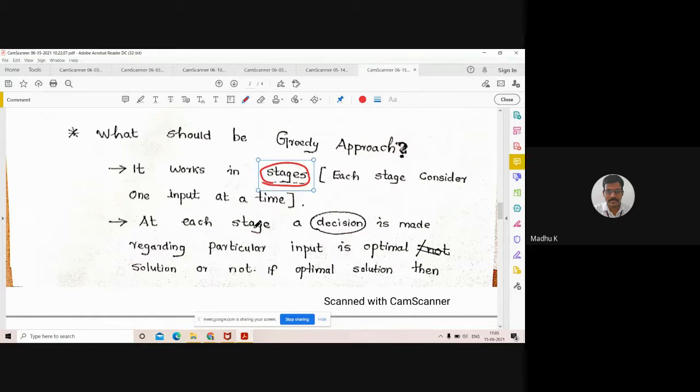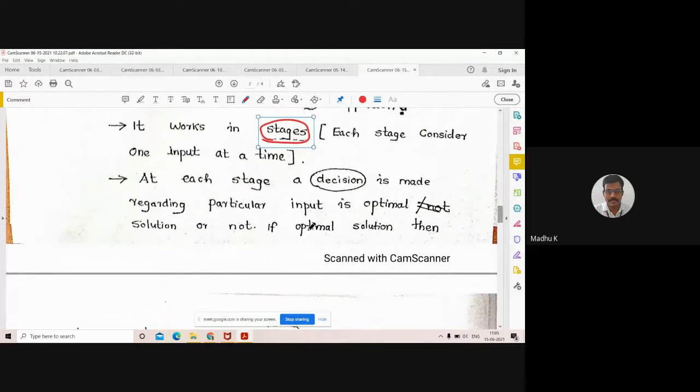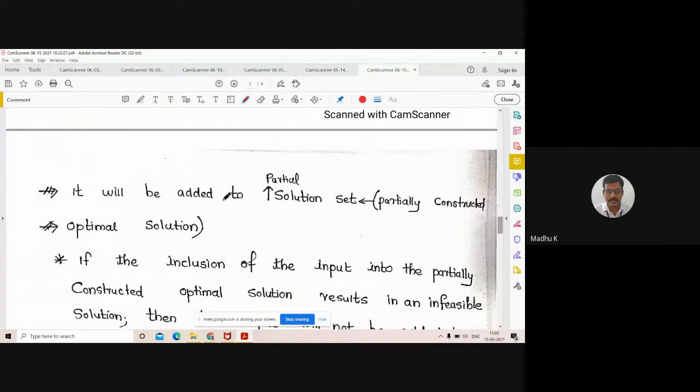Then at each stage, a decision is made regarding whether the particular selected input is part of the optimal solution or not. By using some method, it will check whether the selected input is optimal. If it is optimal, then it will be added to the partial solution set, or partially constructed optimal solution.